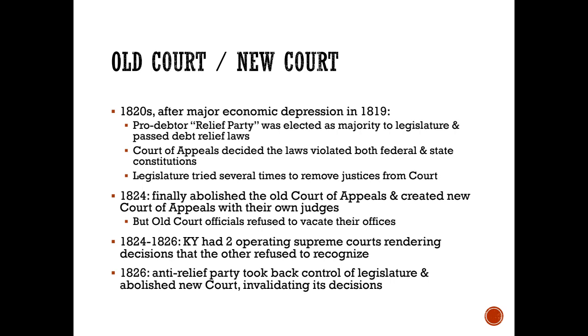So from 1824 to 1826, Kentucky had two supreme courts that were giving decisions that the other court refused to recognize. And it wasn't until 1826 when an anti-debt relief party took back control of the legislature and they abolished the new court and invalidated all of its decisions. But for a good chunk of the 1820s, there were people appealing cases to both Courts of Appeals, sometimes for the same case. So it made things a little tricky to navigate the legal system during that time.